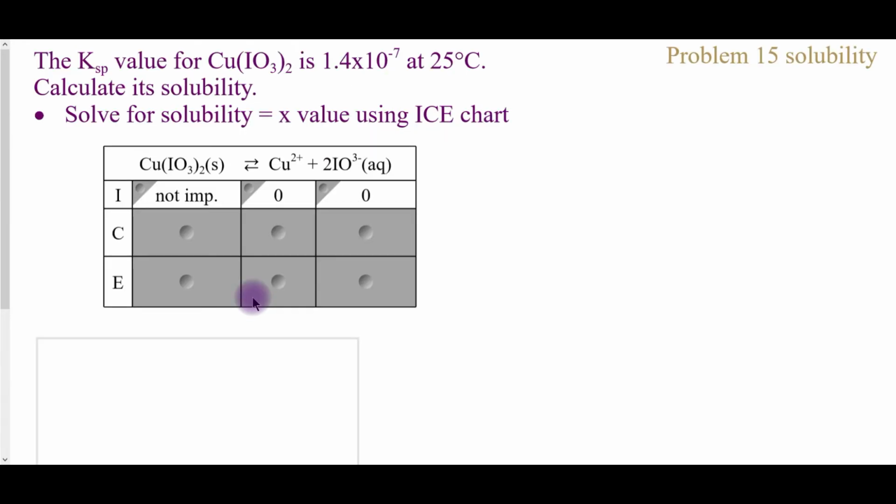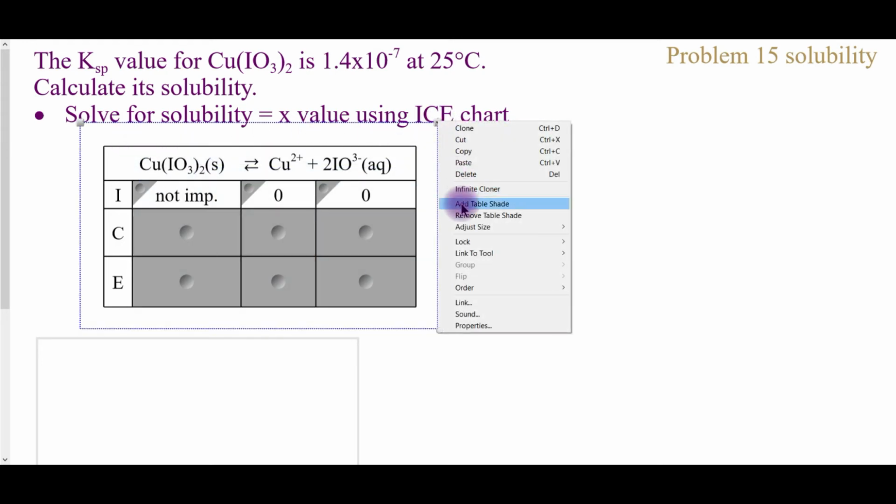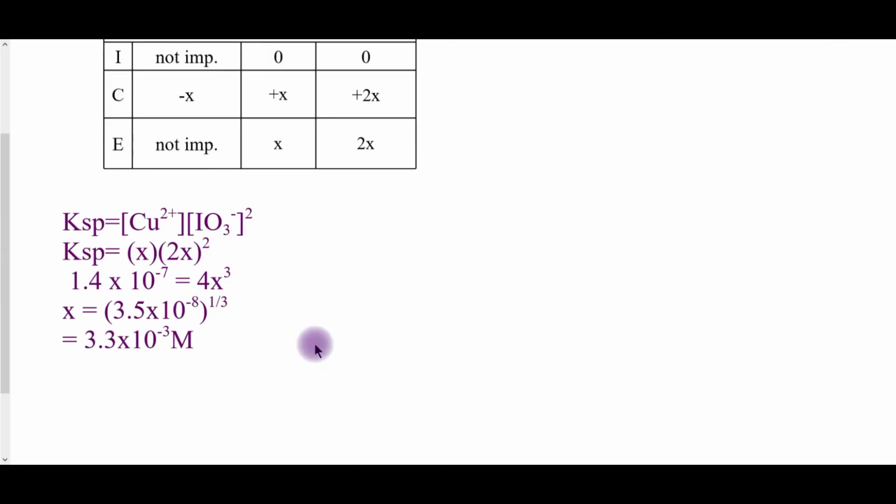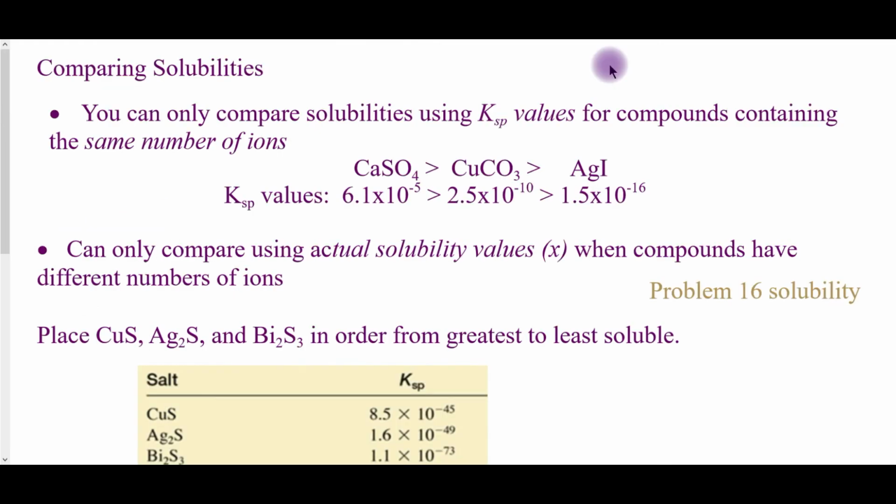This time, the KSP is given, and I need to calculate the solubility. I want to solve for my solubility. Remember, that is X. Plugging in, I find that the product solubility constant is 3.3 times 10 to the negative third molar. When you want to compare solubilities, there's two situations.